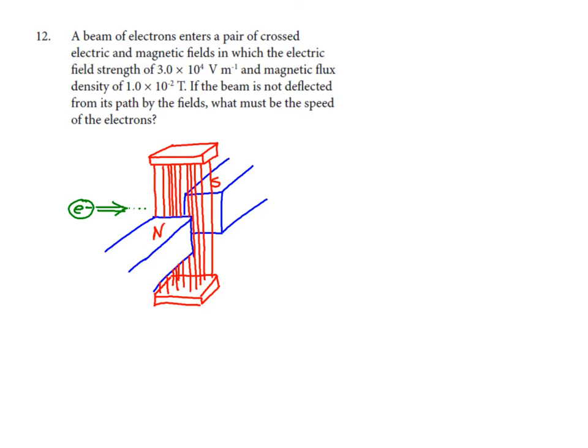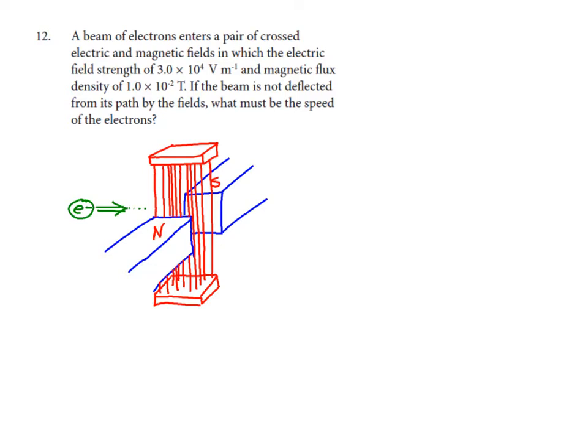Okay, let's take a look at a couple of problems here. Number 12. A beam of electrons enters a pair of crossed electric and magnetic fields in which the electric field strength is 3 times 10 to the 4 volts per meter and the magnetic flux density is 1 times 10 to the minus 2 Tesla. If the beam is not deflected from its path by the fields, what must be the speed of the electrons?